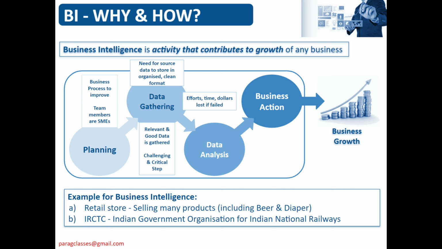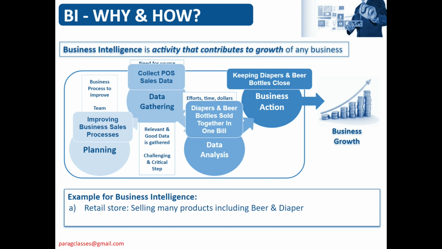Let us first take the example of a retail store which, out of many products, was also selling beer and diapers. Applying the four steps shown on the screen, as a result of the planning activity of improving their business process, they gathered their store's sales data collected over a period of time from the POS or the point of sale system. By doing the data analysis, they realized, as one of the many interesting insights, that beer bottles and diapers are being sold a lot together in one bill. This is also known as market basket analysis.